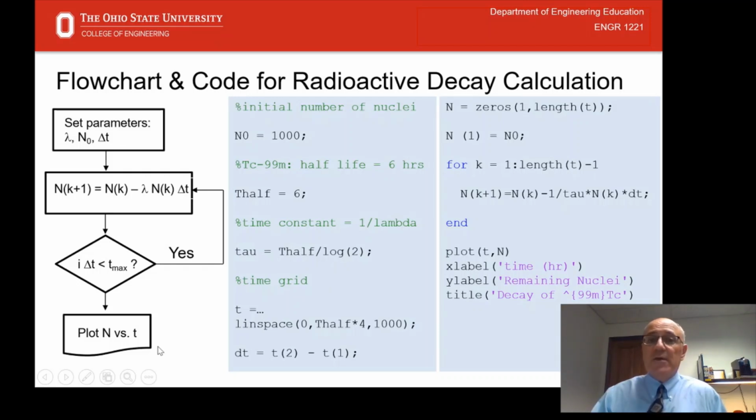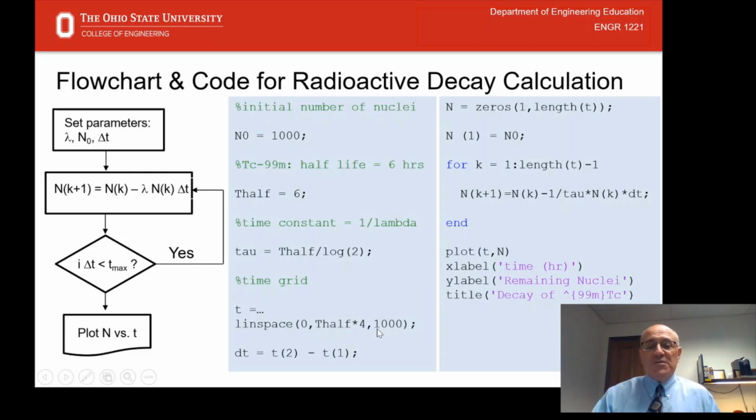Then the next step that you might do, it's not entirely necessary, but you might choose to set up a time grid in advance. Now in this case, I happen to be running for a fixed number of time steps, so I know how many time steps there are going to be, so I can set up the time grid in advance. And I'm doing that using linspace, and I've decided I want to run starting at t equals 0 for 4 half-lives. Because in 4 half-lives, the number of remaining nuclei will decay by a factor of 2 to the 4th power, which is 16.